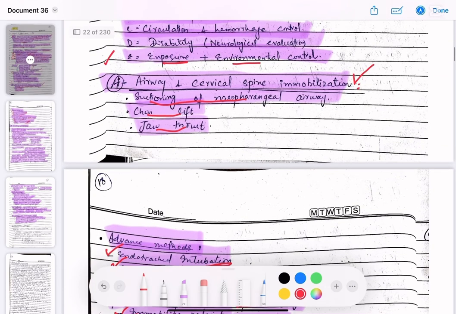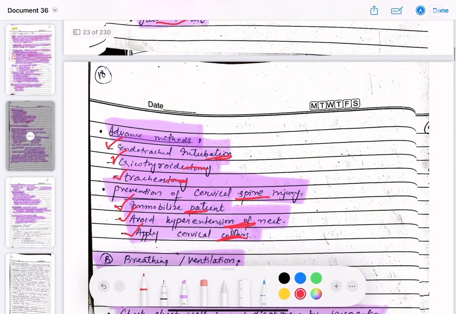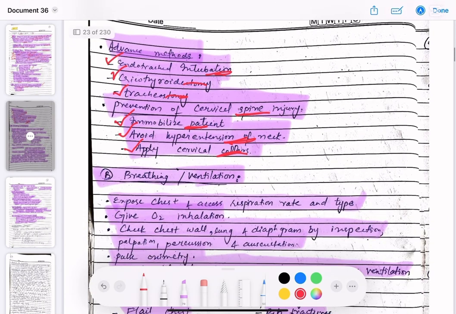Suctioning, chin lift, jaw thrust, cricothyroidotomy, endotracheal intubation, and tracheostomy. Then for the prevention of cervical spine injury: immobilize the patient, avoid hyperextension of the neck, and apply cervical collars.